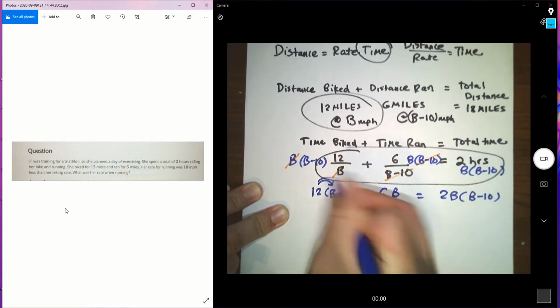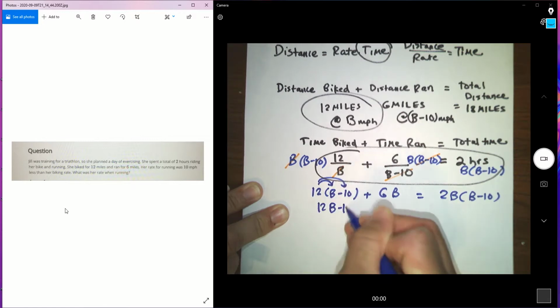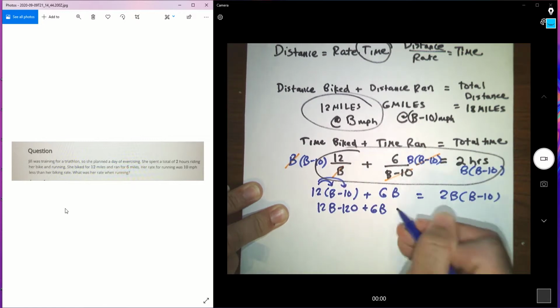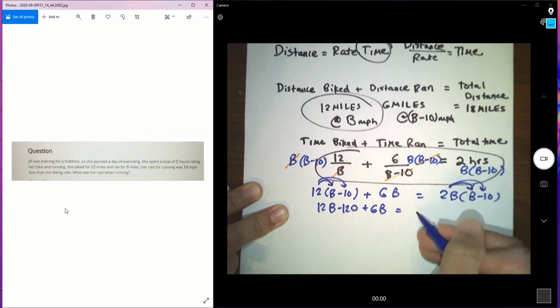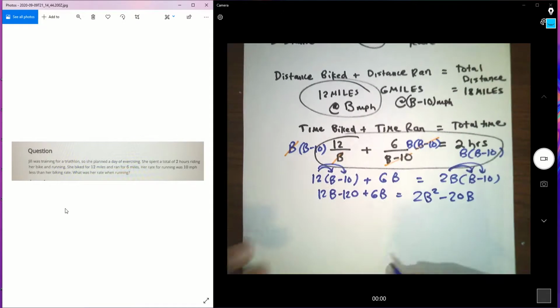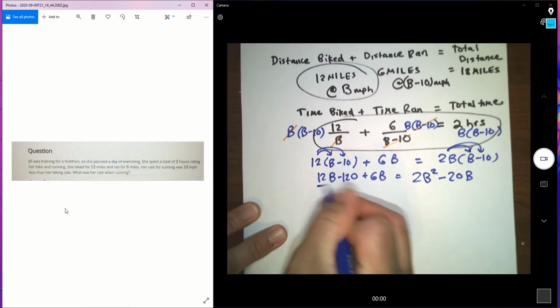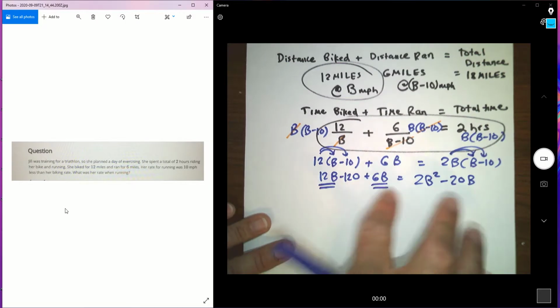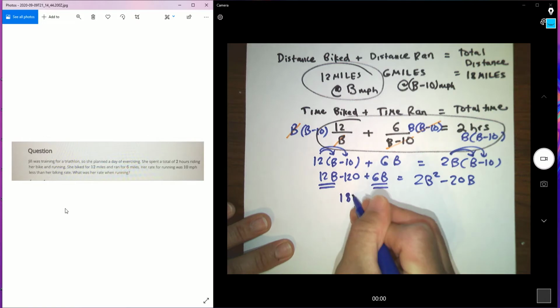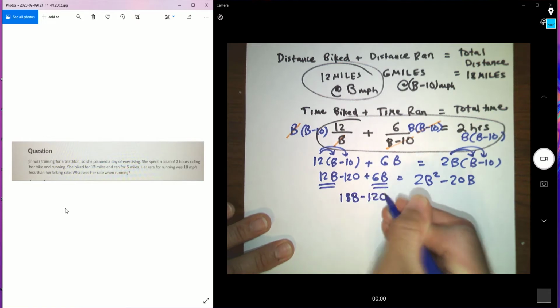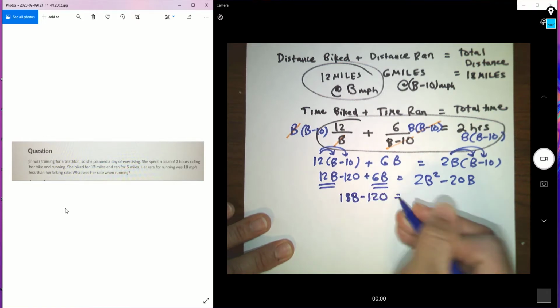Then distribute the 12, so 12b minus 120 plus 6b is equal to, distribute the 2b to the second, 2b squared minus 20b. And then I'll combine like terms on each side. So 12b plus 6b is 18b. So 18b minus 120 is equal to 2b squared minus 20b.